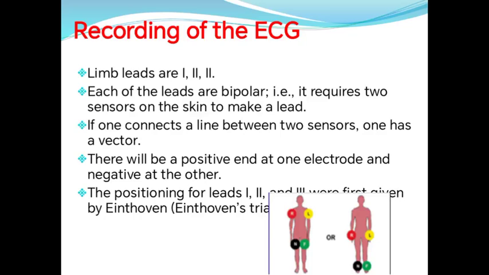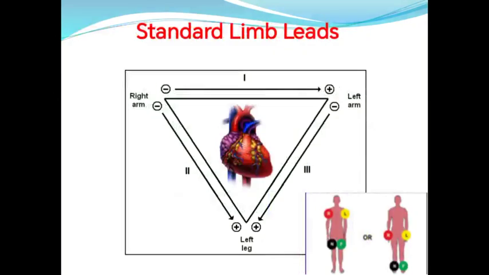The positioning for leads 1, 2, and 3 is given by the Einthoven triangle. This is the Einthoven triangle. So this is the standard lead here. We have to give a balance. For example, for lead 1, we have the negative end on the right arm and the positive on the left arm. For lead 3, we have the negative on the left arm and the positive on the left leg. And for lead 2, we have negative on the right arm and the positive on the left leg.